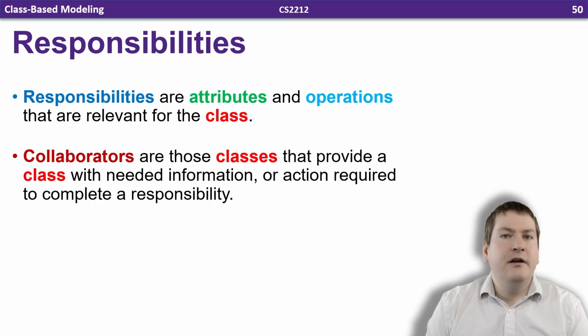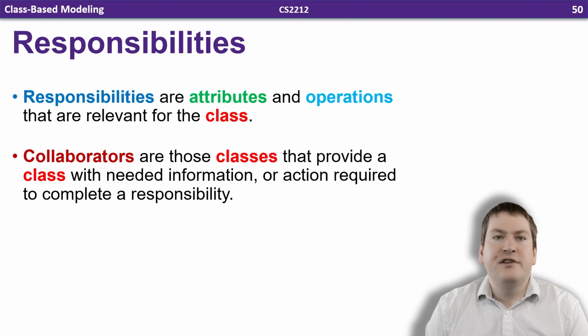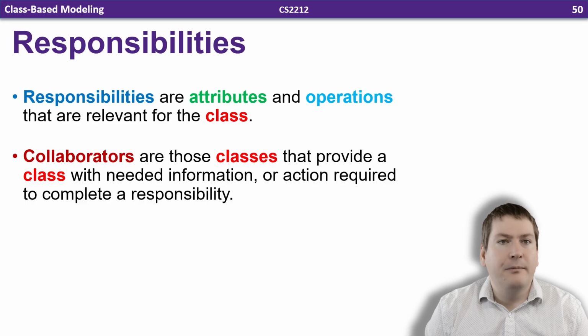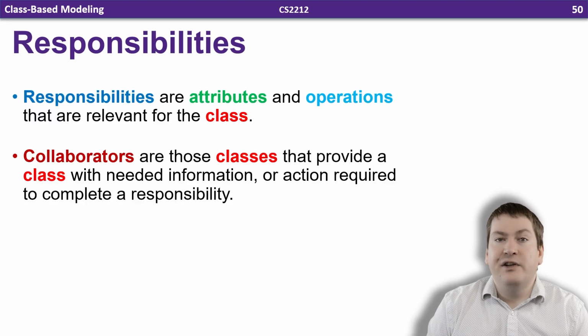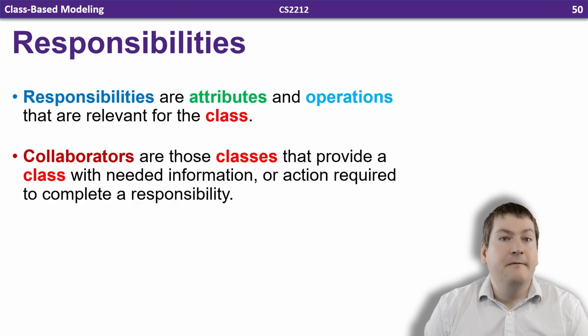So once again, to be clear, a responsibility of a class refers to the specific tasks or functions that a class is responsible for performing. These are both the attributes and operations of the class. A collaborator is another class or component in the system that a class interacts with or depends on in order to fulfill its responsibilities. This means there is some relationship with that other class, such as an association that enables the sharing of information.